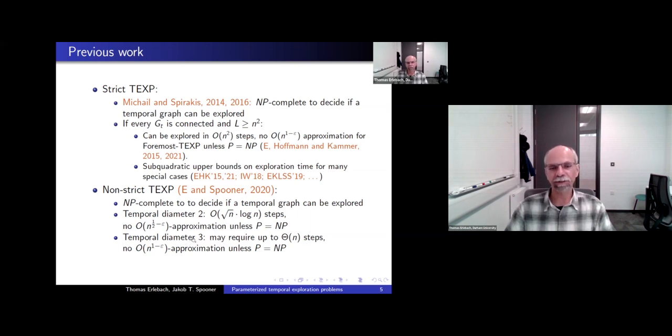If the diameter is 3, then we showed you may actually require Θ(n) steps to explore it. And you cannot obviously do it in 3 times n steps. And we showed there's no n^(1-ε) approximation unless P equals NP.